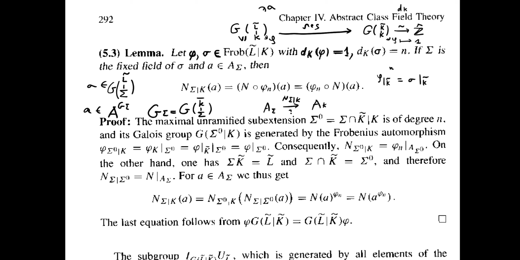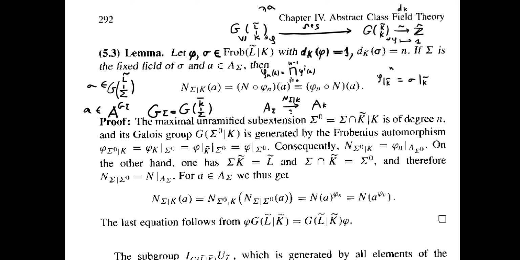And the other operation is here. You first apply phi n. Phi n is by our definition before. Phi n a is actually the product of phi to the power i applied to a, for i from 0 to n minus 1. When phi is a generator of a cyclic group of order n, this is just the norm from the bigger field to the subfield, which has the Galois group of order n generated by this phi as a cyclic group.